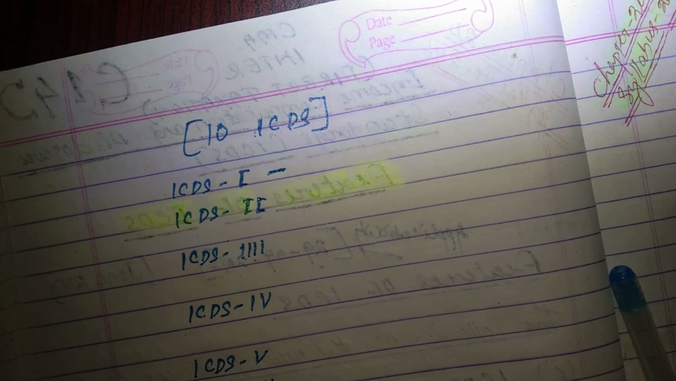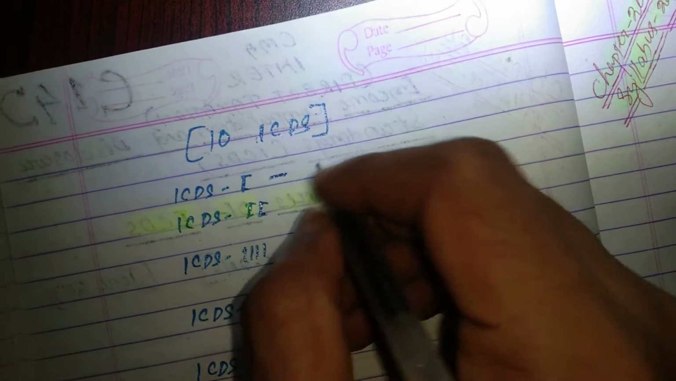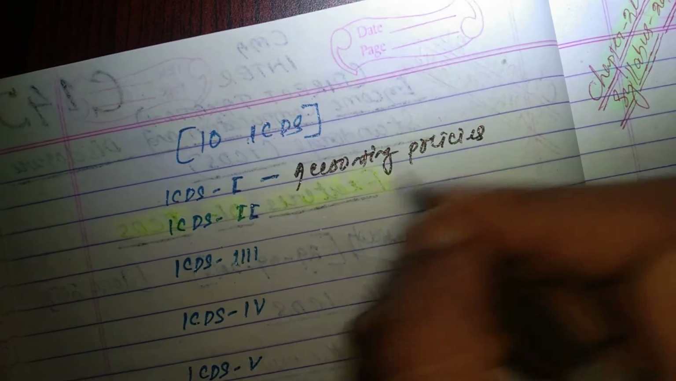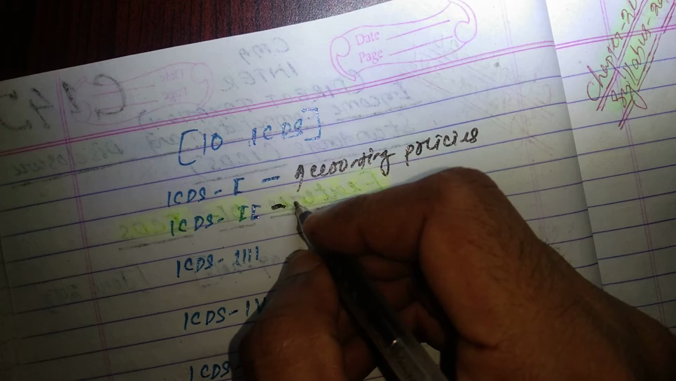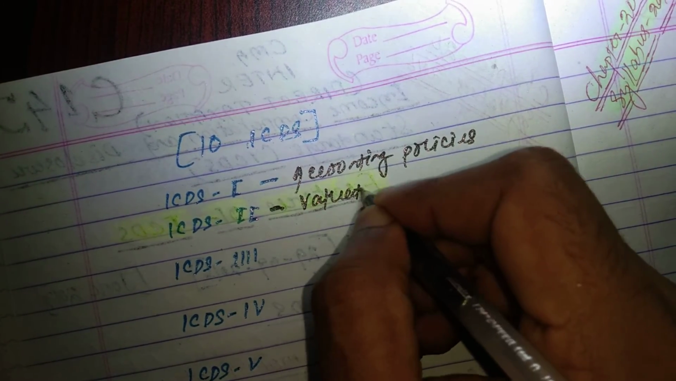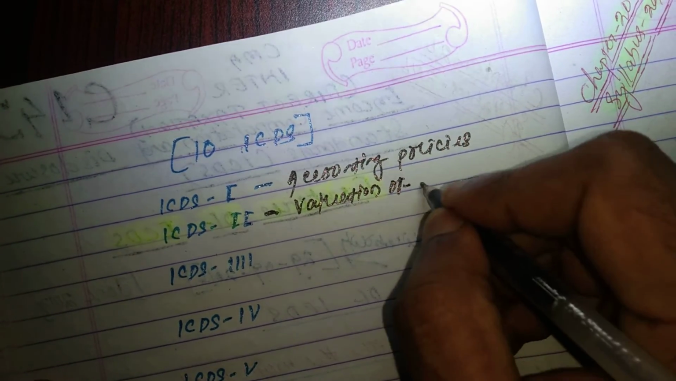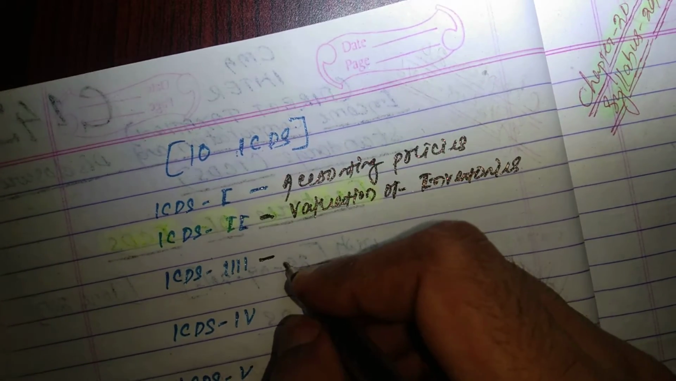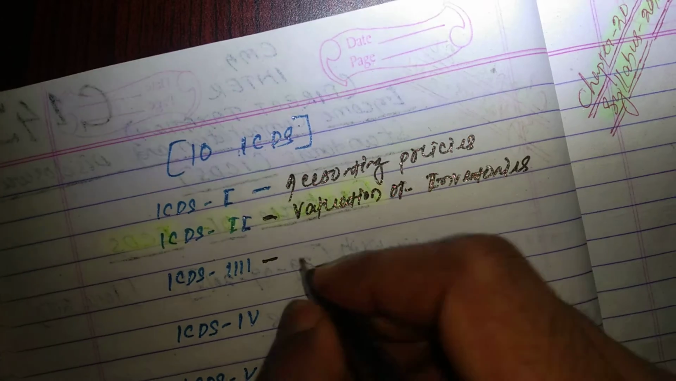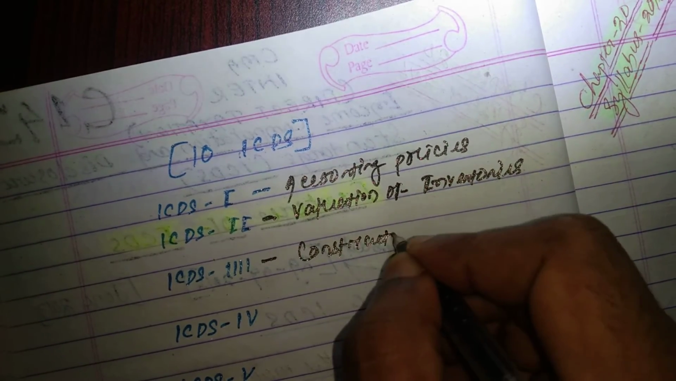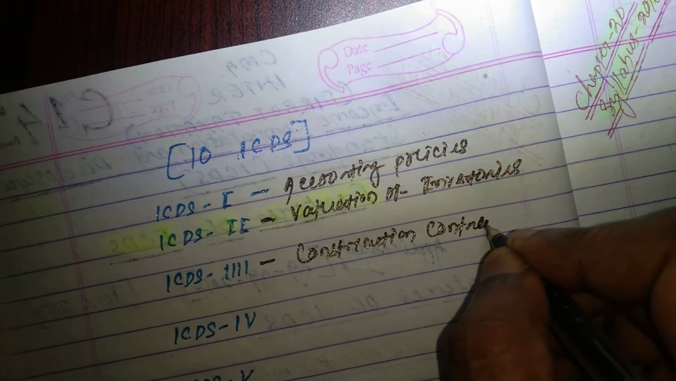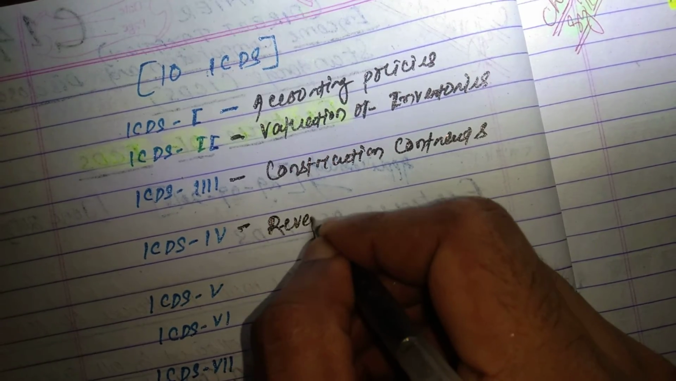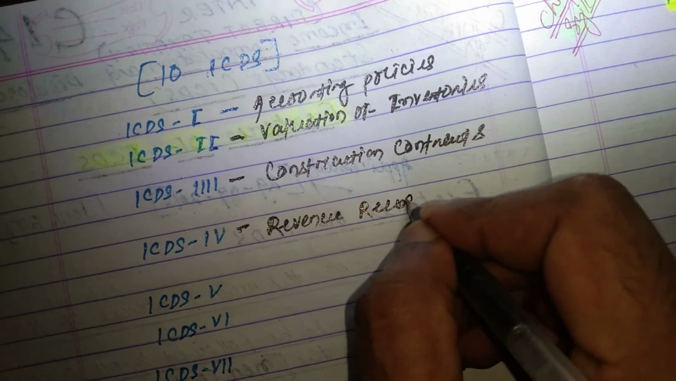ICDS I is for accounting policies. Remember, ICDS I is accounting policies. Then ICDS II belongs to valuation of inventories. ये आपका एग्जाम में आ सकता है, valuation of inventories. Then ICDS III belongs to construction contract. Then ICDS IV belongs to revenue recognition.